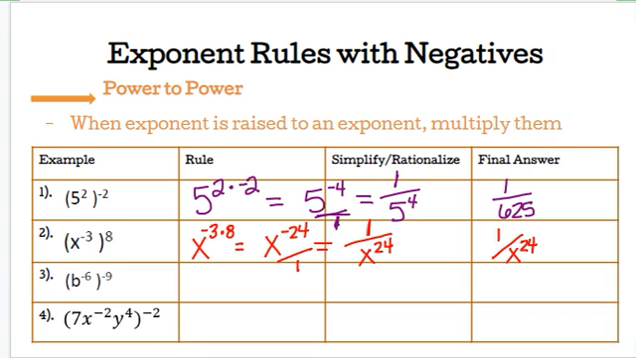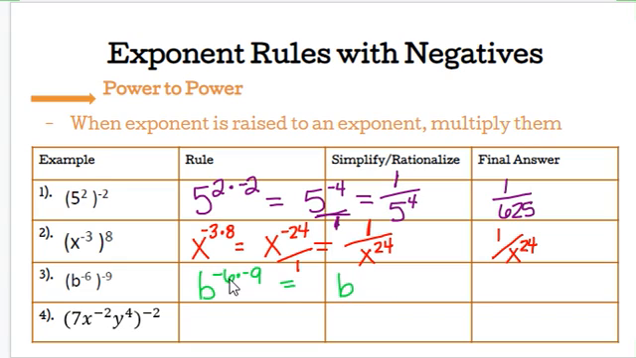All right, let's look at the next example, example 3. This time we have b to the negative 6 to the negative 9th power. So we're going to keep our base. So the first thing we're going to do here is keep our base, which happens to be a b this time, and then we're going to take the power of negative 6 times the power of negative 9. All right, so let's simplify that.